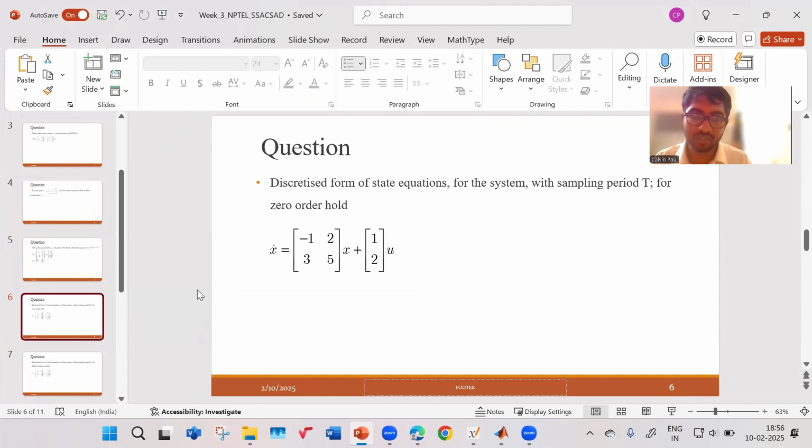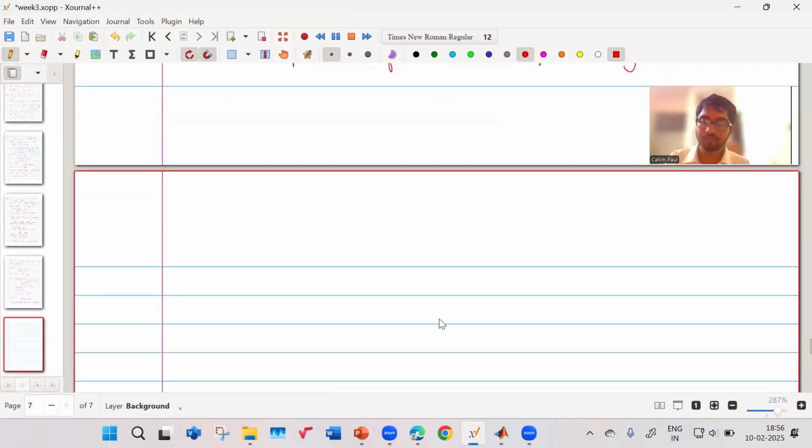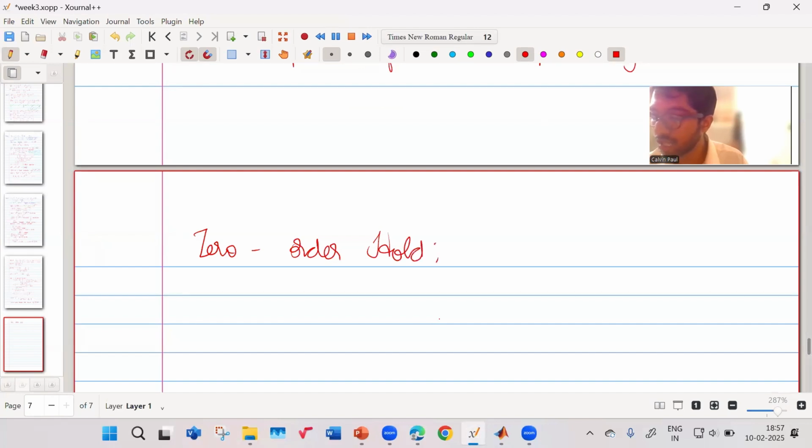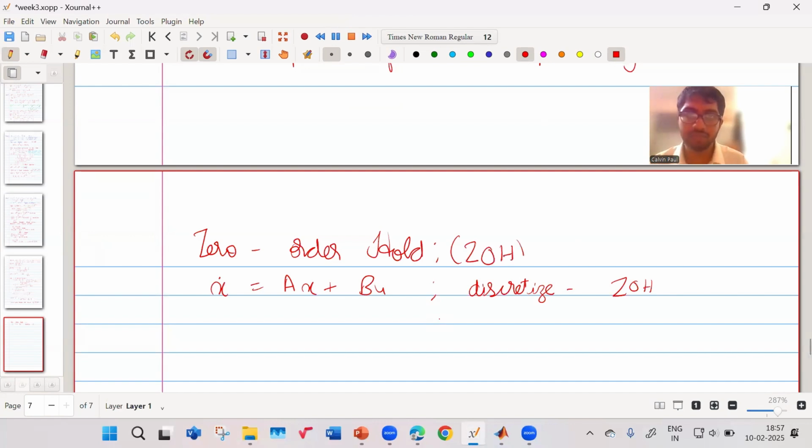There's a system which is given by this matrix, and we have to find a discretized form of the state equation. And we are considering what is known as a zero order hold. Here, zero order hold is considered. So it is talking of a zero order hold, right? So I have a system that is given by x dot is equal to Ax plus Bu. I want to discretize it considering ZOH, zero order hold. It is written as ZOH many times.